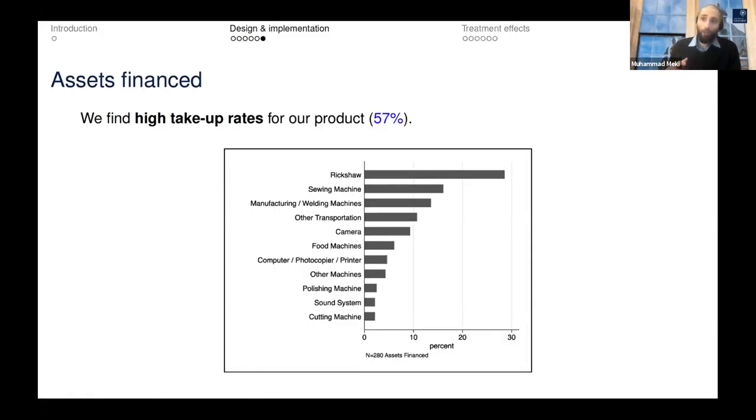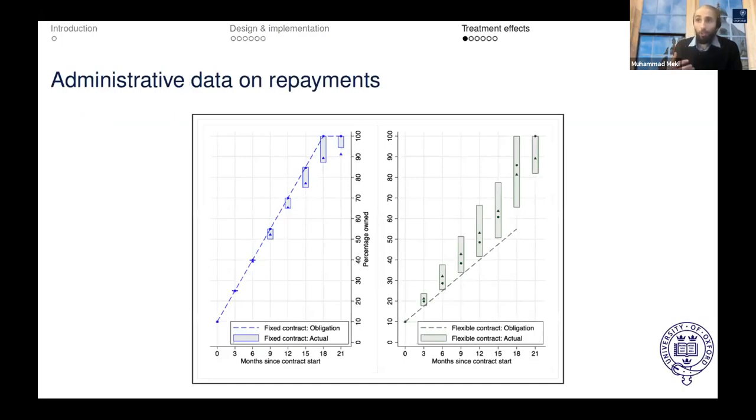The average value of assets purchased is around 1500 to 1600. And this is a very similar average for all of these different categories. So it's a very high quality sewing machine or a very high quality camera. The contracts perform well in practice. So we have relatively low default rates, less than 5%. Essentially, the MFI gets its money back.